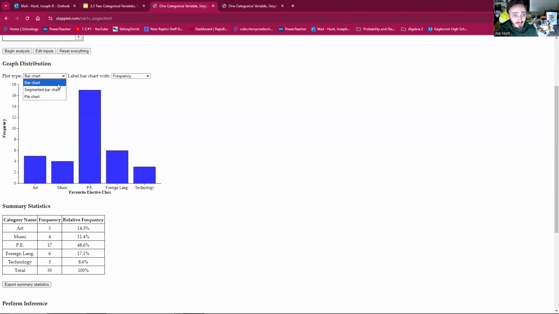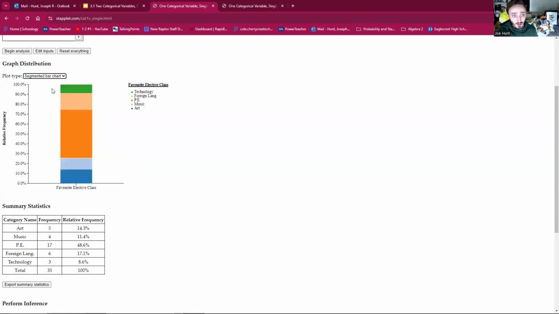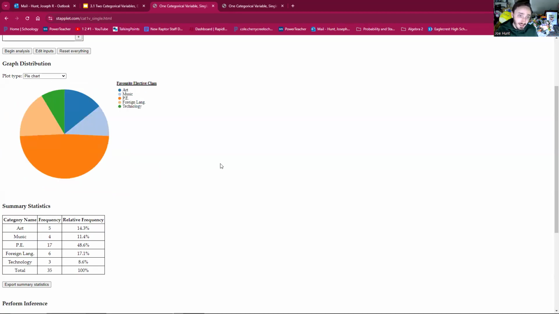We've also seen that in Stapplet, we can change from, say, a bar chart to a segmented bar chart to a pie chart. And definitely looking at the pie chart here, we see that the vast majority of student responses are going to PE. The second most popular choice was foreign language, and then the next one after that, it looks like, was art, then music, and then technology. So most of my students preferred PE as far as their electives classes.